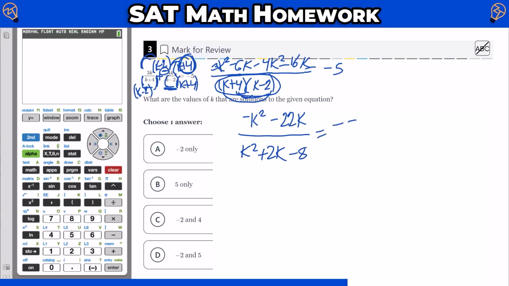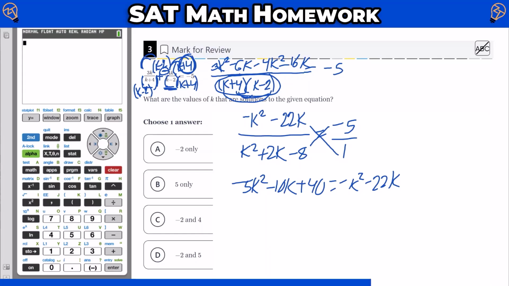All equal to -5. Now, whenever you have a fraction on one side, I like to make the other one a fraction by putting it over 1. We'll go ahead and cross multiply, and distributing that -5 makes it -5k squared minus 10k plus 40. So you're probably seeing just how much better Desmos is, but I wanted to show you this just so that you can really appreciate the fact that you can use Desmos, but also just understand the algebra here.